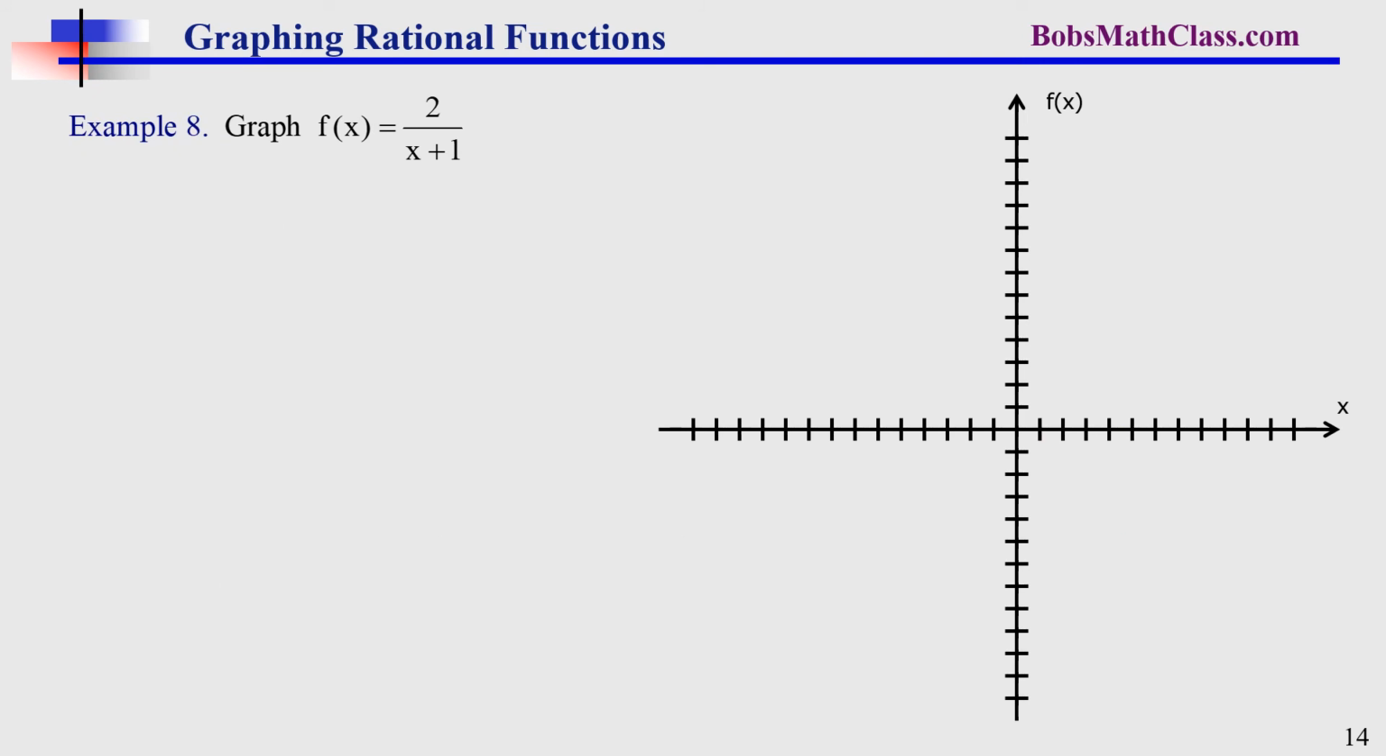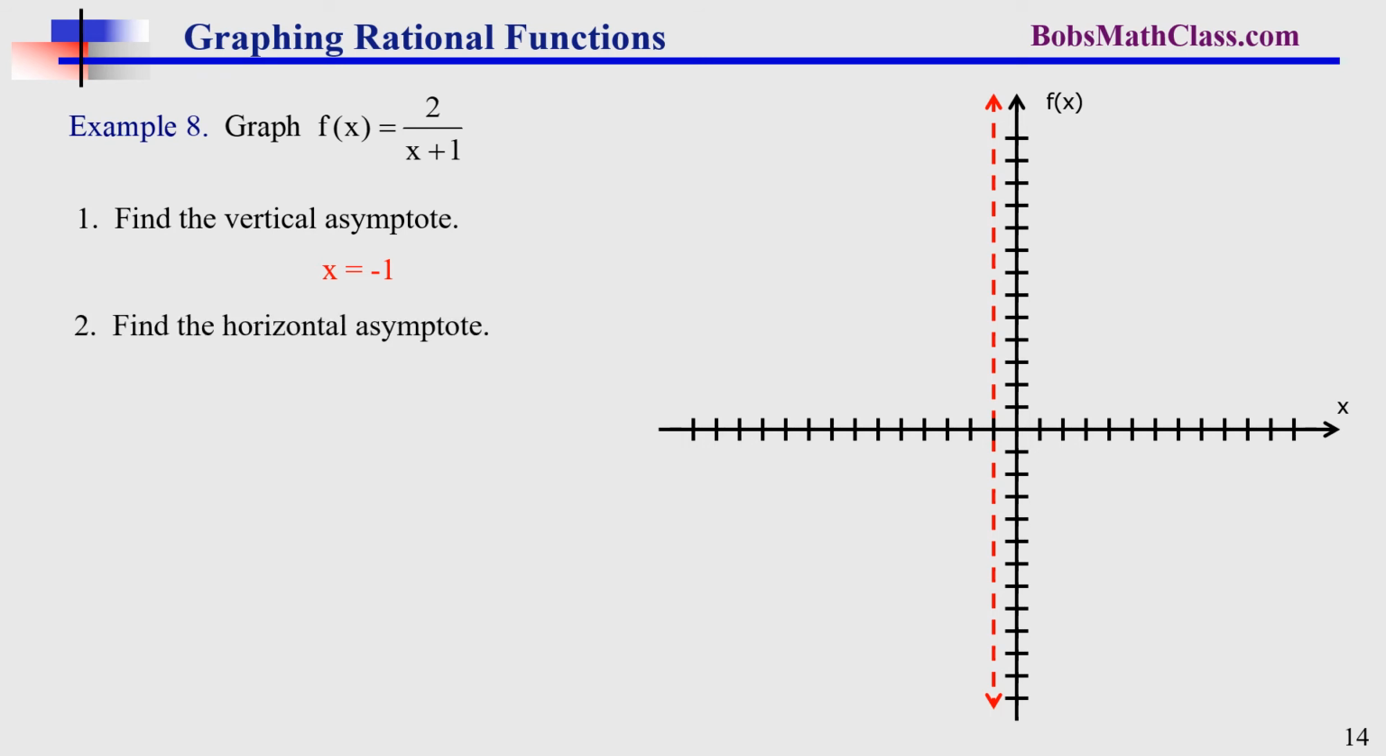2 over x plus 1. What is our vertical asymptote? So if you set x plus 1 equals 0 and subtract 1 on both sides, you'll get x equals -1. Draw it in. There it is. What is our horizontal asymptote? Again, it's going to be y equals 0. There's no x on top and there's an x on the bottom, so it's y equals 0.